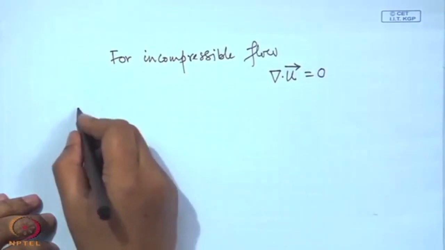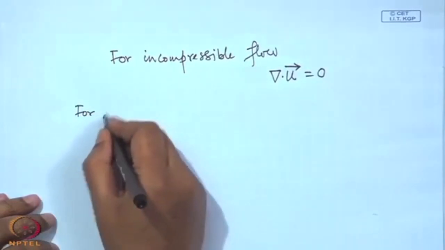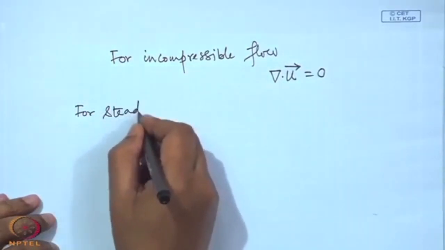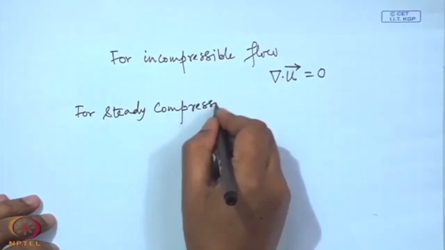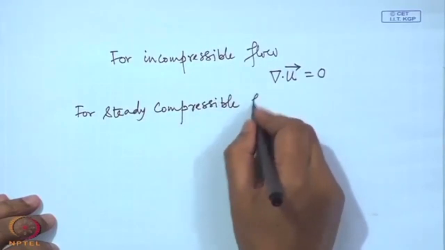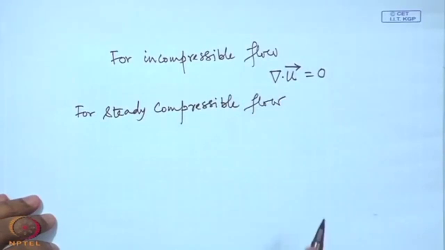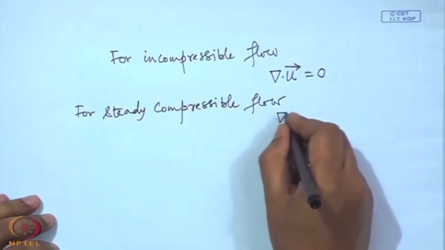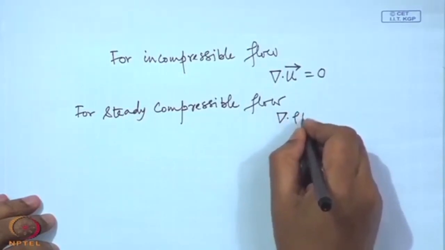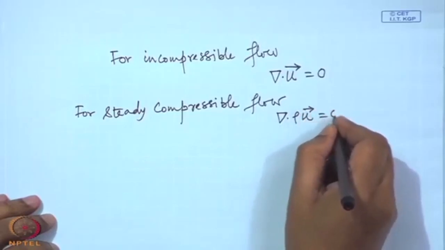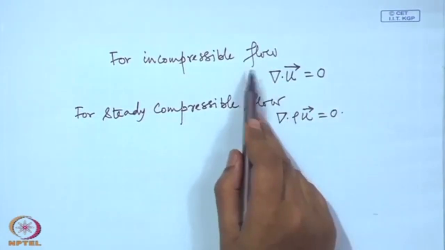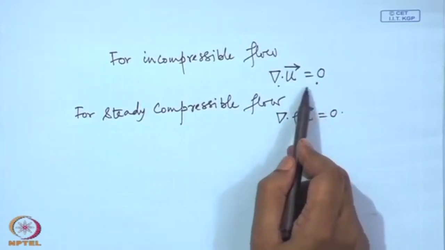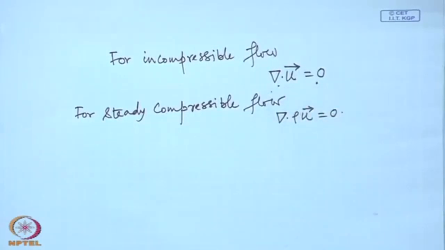and for steady compressible flow, the continuity equation is simply divergence of rho u equal to 0. See, for the incompressible flow, this divergence of u equal to 0 holds even when the flow is unsteady.